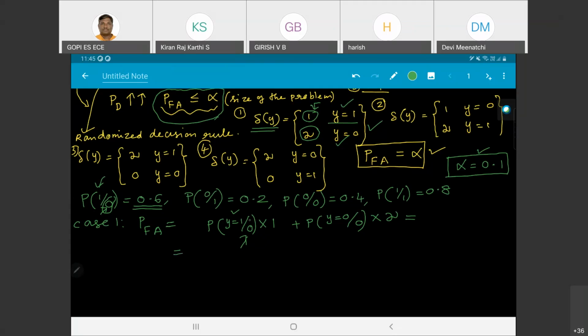Probability of y equal to 1 given 0, which is 0.6 here, plus probability of y equal to 0 given 0, which is 0.4 here, times gamma, and this equals 0.1, right? And then you need to solve for gamma. So what is that value of gamma you are getting in this case?